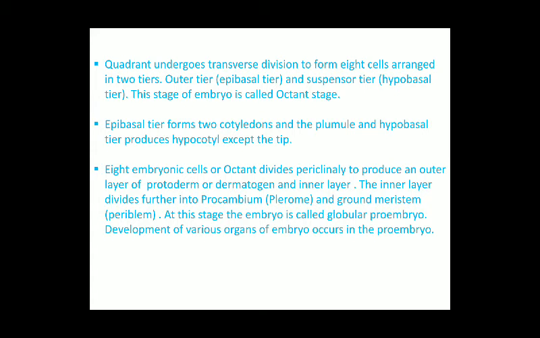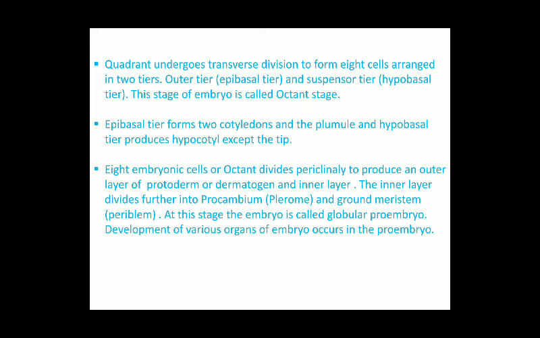Now the quadrant undergoes transverse division to form 8 cells arranged in 2 tiers. The outer tier, which is also known as epibasal tier, and suspensor tier, which is also known as hypobasal tier. याद रखना, जो आपके पास क्वाड्रेंट है, जो एपिकल सेल थी, स्मॉल एपिकल सेल, उसमें 2 डिविजन्स हुए and it resulted in the formation of 4 cells known as quadrant stage.